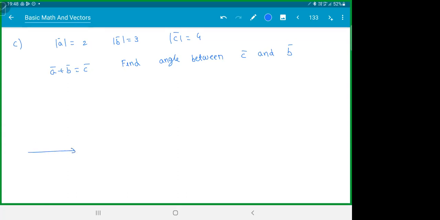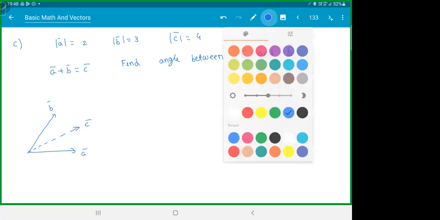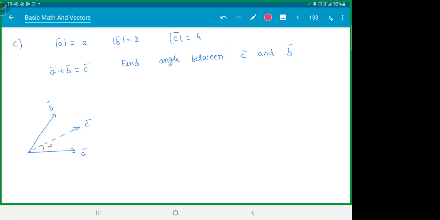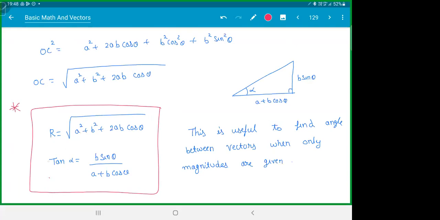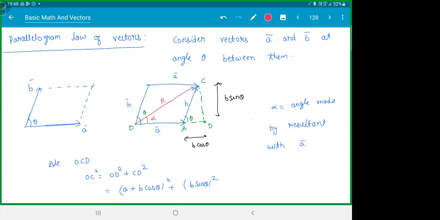So first thing, if this is A bar, this is B bar, this is C bar, you have to be careful here. We have two angles here. This angle is alpha, this angle is beta. I'm asking you to find beta here. What I gave you in this formula is alpha. Don't forget it. This is the angle between A bar and B bar.